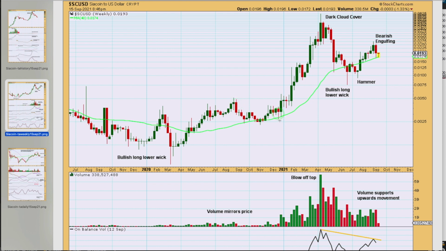Here, I think this could be a hammer. I'd want to carefully calculate the length of the wick in relation to the real body. Either way, it's a bullish long lower wick. Bullish wicks here, but this is quite bearish. A bearish engulfing candlestick pattern here.